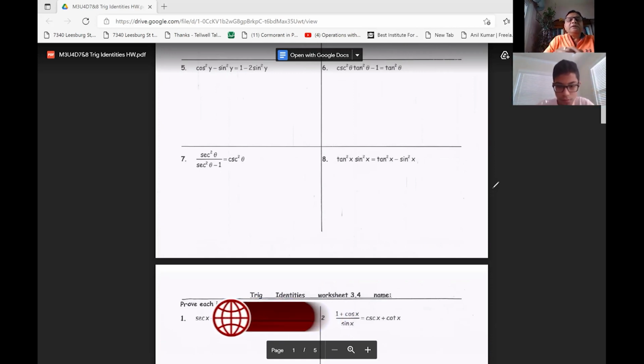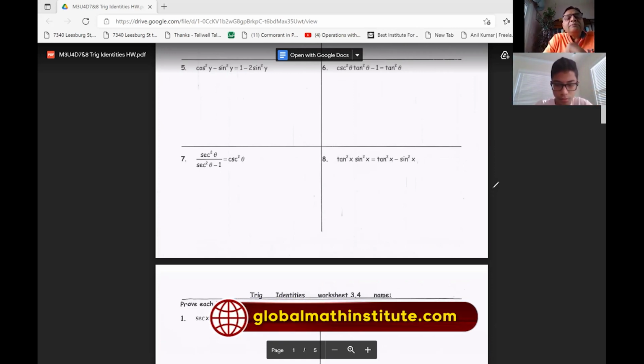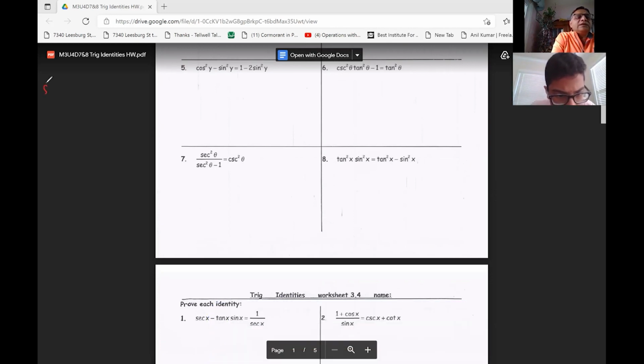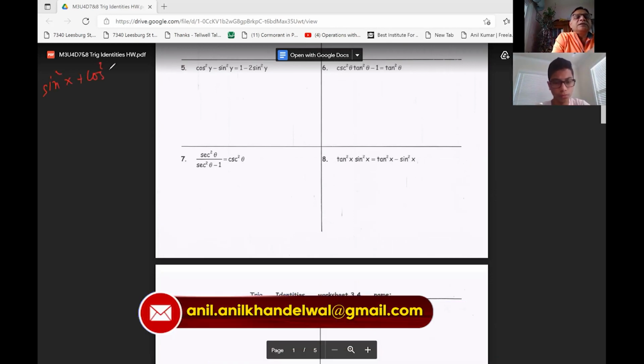So the statement here is cos square y minus sine square y is 1 minus 2 sine square y, right? We want it in terms of sine square y, so what we will do, we know sine square x plus cos square x equals 1. So from here, we also know that cos square x is equal to 1 minus sine square x. We have used it twice before, correct?